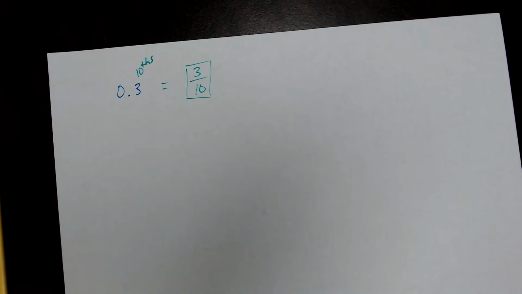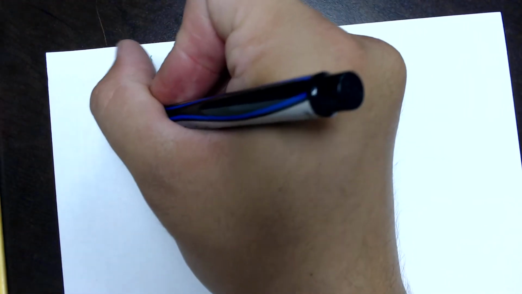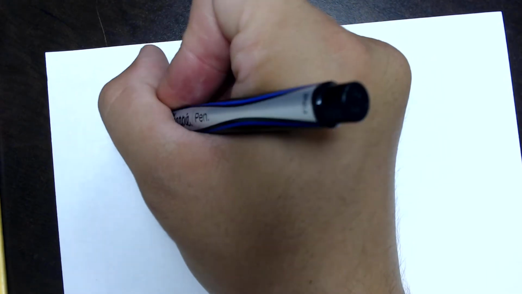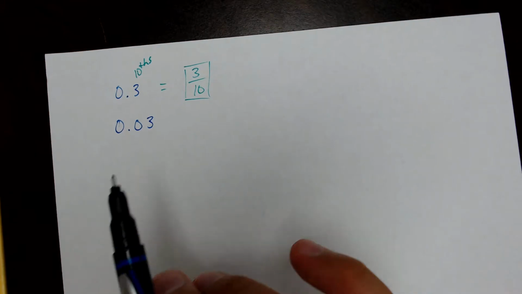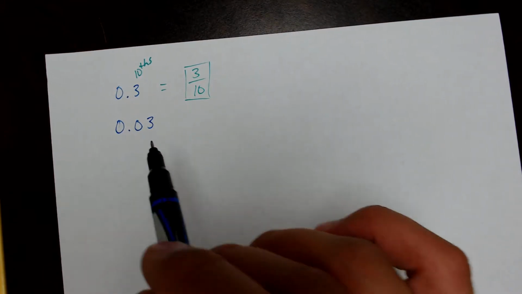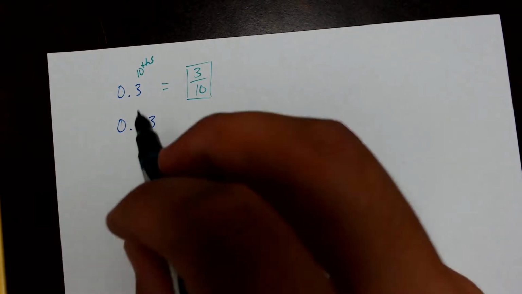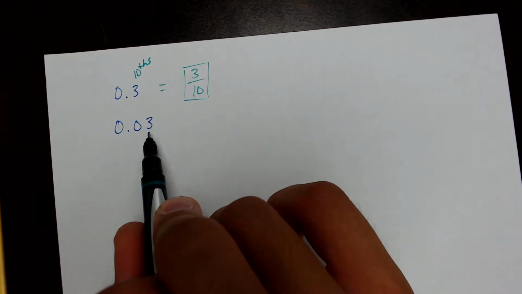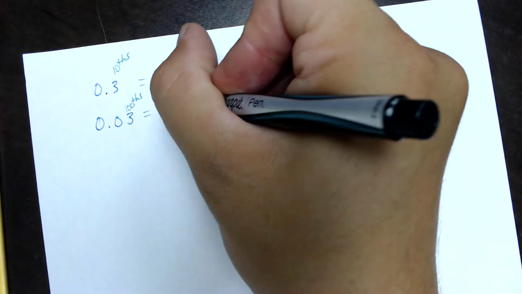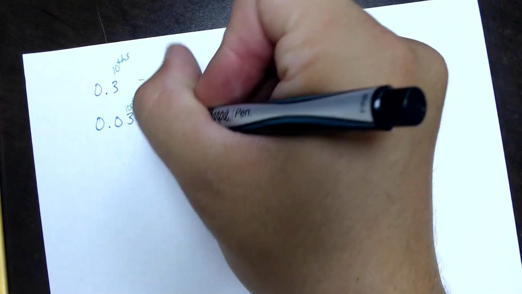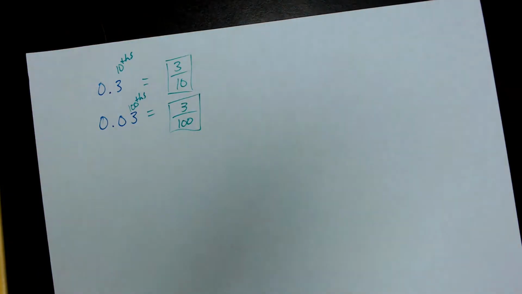Now, let's say we've got something like this. We've got 0.03, which is 3/100ths, right? If we were to read it incorrectly, it'd be 0.03. This is 3/100ths. So again, we find out what place value our last number is, the last number being 3. It's in the place value of hundredths, which means this is going to be 3 over 100, which also cannot be reduced. Are you guys seeing a trend here?